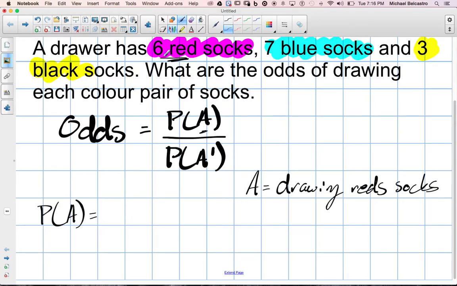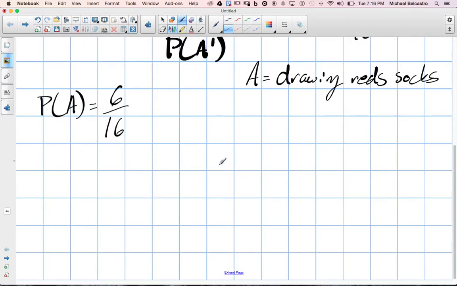Well, what's the probability of drawing red socks? We've got to figure out our total, right? So our total is all 3 of them together. So we have 6 plus 7 plus 3. That gives us 16. Okay, and we know that there are 6 pairs of red socks. So we have 6 over 16 is the probability of drawing red socks.